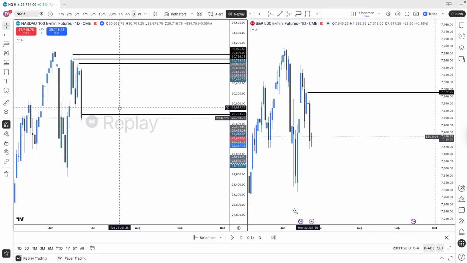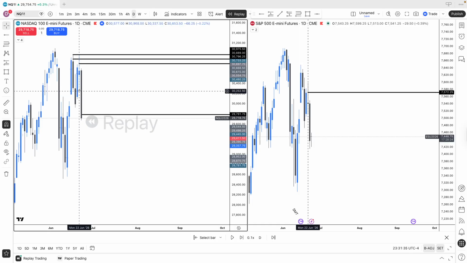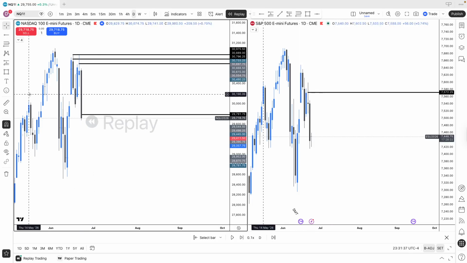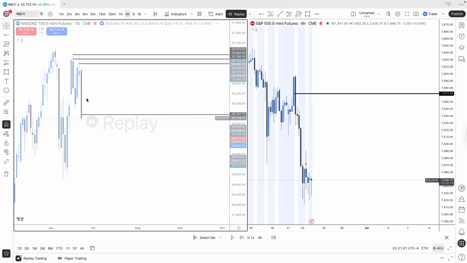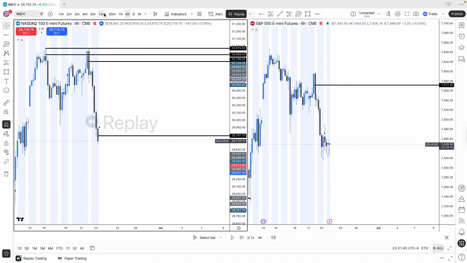I was noticing this daily liquidity in a huge daily gap. However, we closed on the 4-hour and we are very bearish. This shouldn't matter if you're looking for shorts.